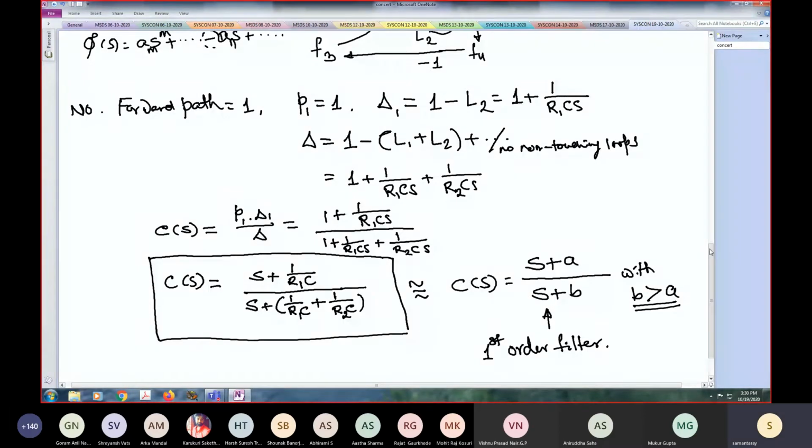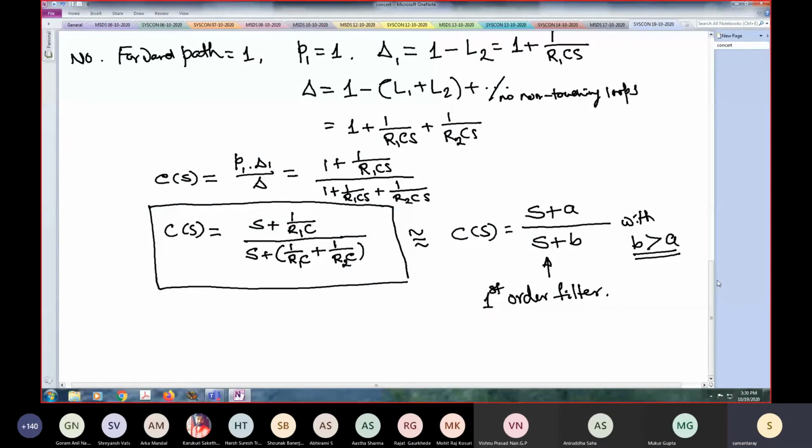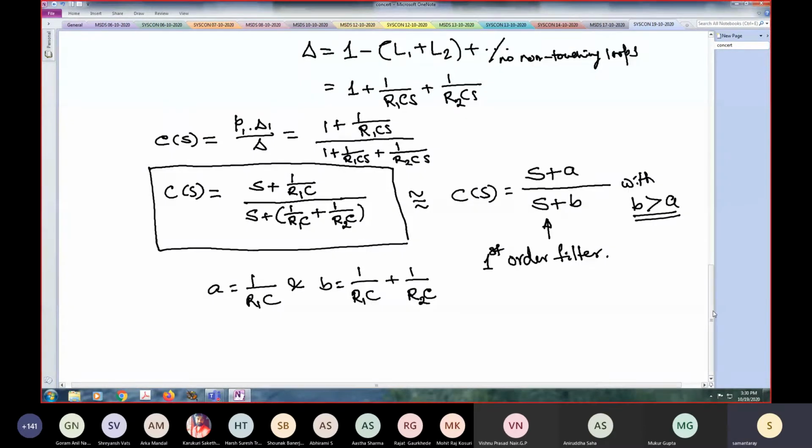Whatever happens, you will get the form S plus A by S plus B, where A is 1 by R1C and B is 1 by R1C plus 1 by R2C. So for the rest, I will take only A and B. So let's see what this filter does.